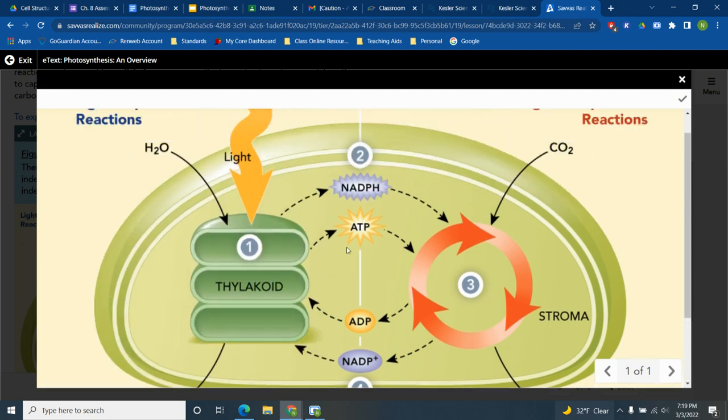So these two molecules are made here. They are the energy and the protein carrier that's carrying those high energy electrons, so that they can actually be used here in the Calvin cycle. That's what this is for. Our Calvin cycle now is going to use the carbon dioxide that's coming, this NADPH, and the ATP.